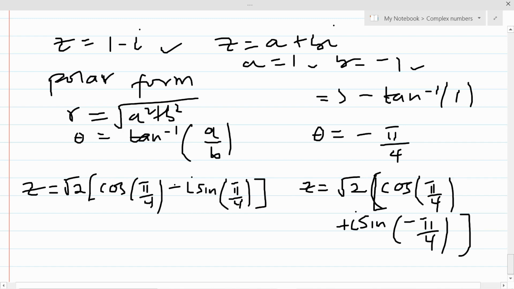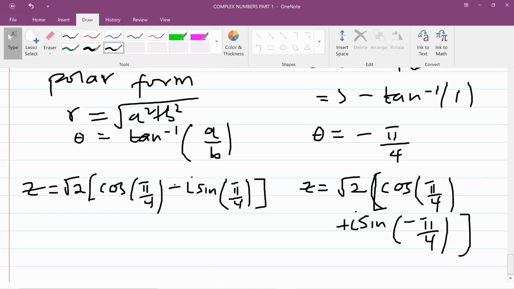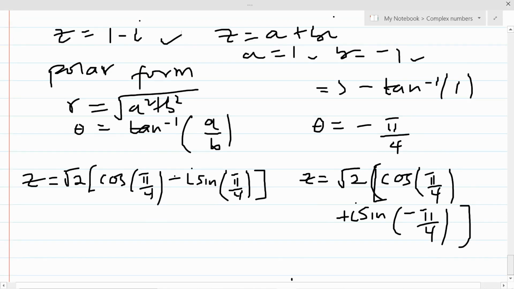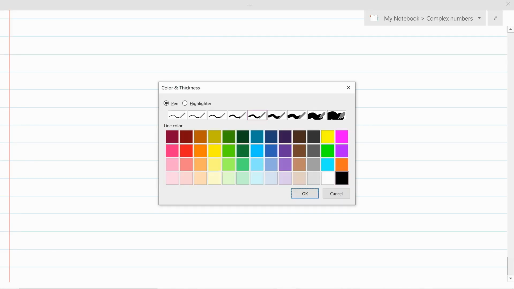Okay, I hope this is okay. All right, so if that is the case, then let's move to the next topic, which is very, very interesting. Okay, now let's look at something.